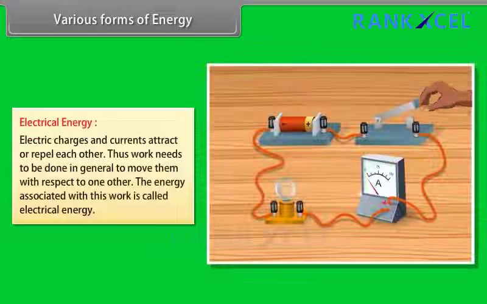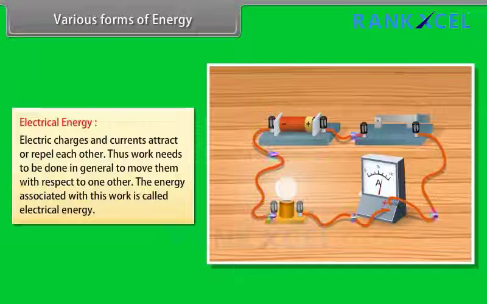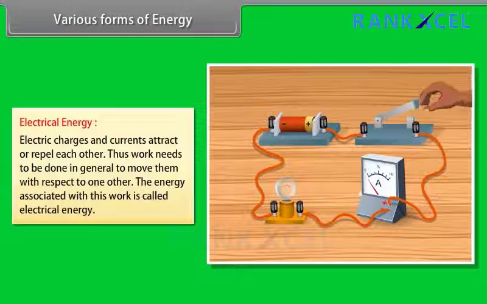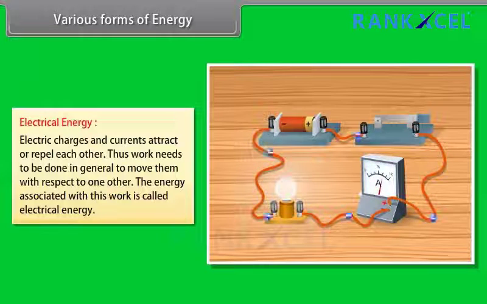In this reaction, the total energy of the reactants is less than the product of the reaction and heat is absorbed. Electrical energy. Electric charges and currents attract or repel each other. Thus, work needs to be done in general to move them with respect to one another. The energy associated with this work is called electrical energy.